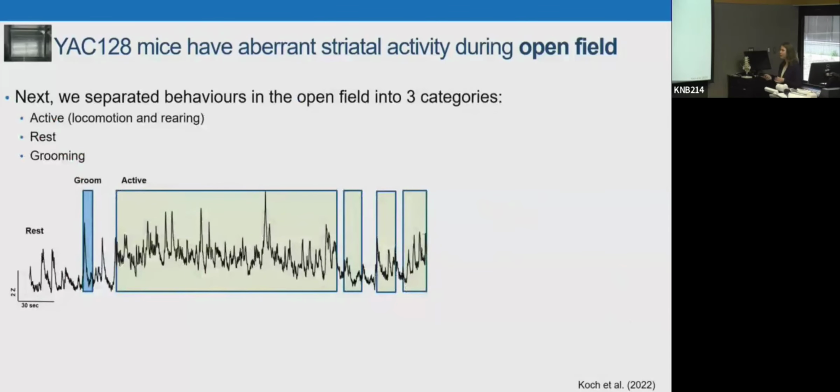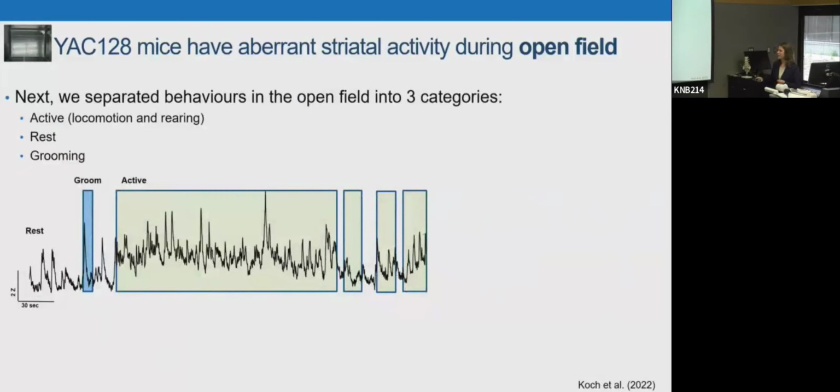So to look a little bit more closely at their behavior in the open field, I looked at specific categories of behavior. I just looked at 3 broad categories. So one of them is being active. So this is when they're locomoting around, so walking around the open field, and rearing, which is when a mouse goes on its hind legs, kind of stands up on its hind legs. Rest, so when they're not moving, and then grooming behavior.